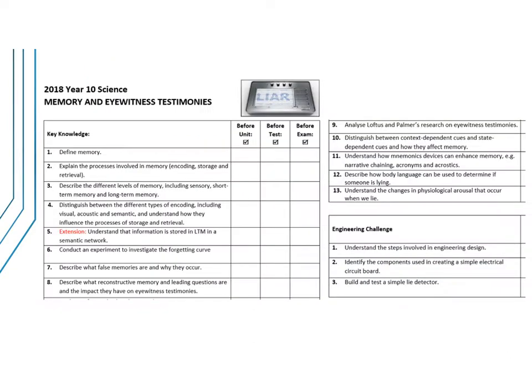So in this Explain Everything, I'm going to be talking about things like the forgetting curve, false memories, reconstructive memory, including Loftus and Palmer's research on that particular concept. And we're looking at improving memory, so things like context and state-dependent cues and mnemonic devices.